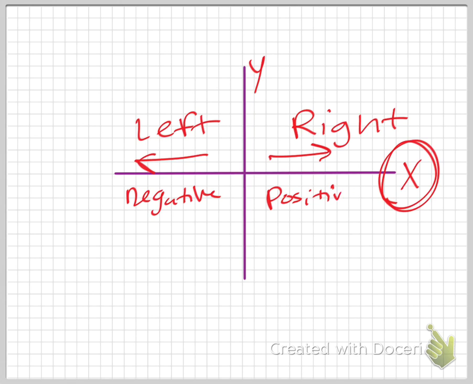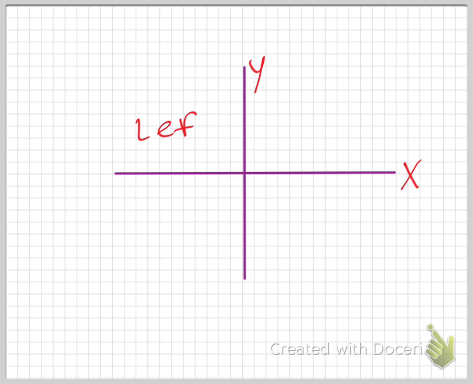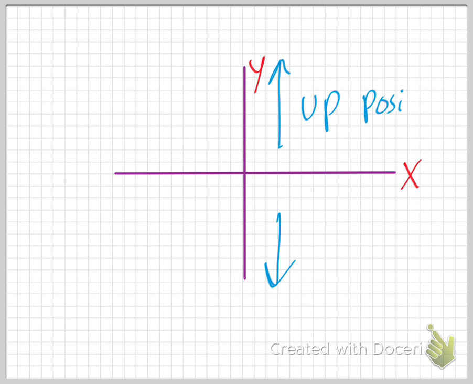How about my Y values? If we talk about our Y values, up is what? Positive. Down is negative. Great. And we're going to see that when we do translation rules right now. I just want to remind you of how things move on a graph.